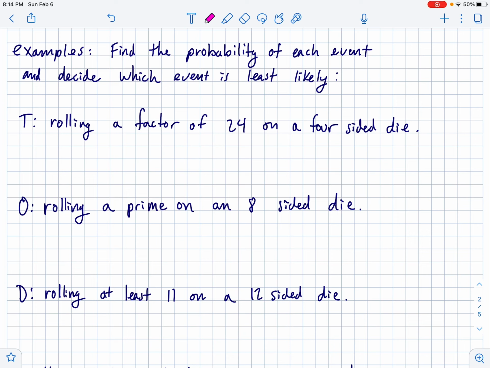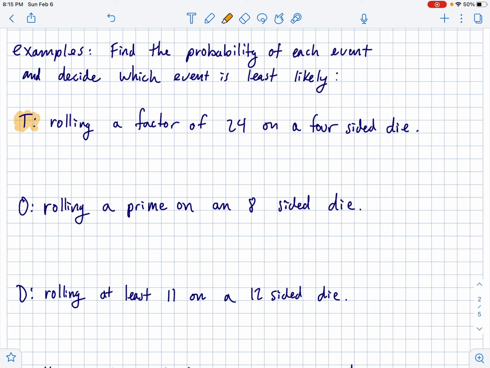So this next part, we're going to find the probability of a bunch of dice rolling situations with different sided dice. And then we're going to find the probability of each event and then decide which event is the least likely. So the least likely is going to be the lowest probability, however you want to say that. And it looks like they're going decimals on these.